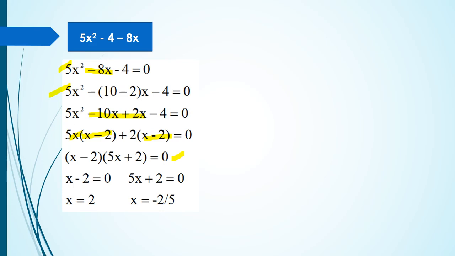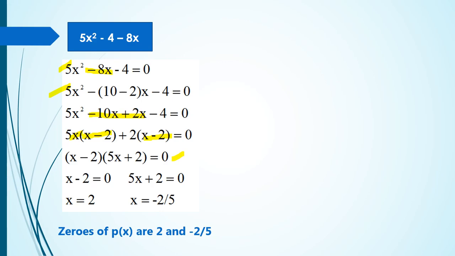Equate them separately to 0. We will get the respective zeros. Here x minus 2 is equal to 0. From this I will get x is equal to 2. 5x plus 2 is equal to 0. From this I will get x is equal to minus 2 by 5. Therefore, zeros of given polynomial p of x are 2 and minus 2 by 5. Therefore, we calculated zeros of the given polynomial.